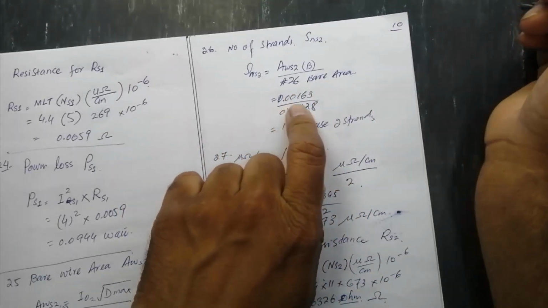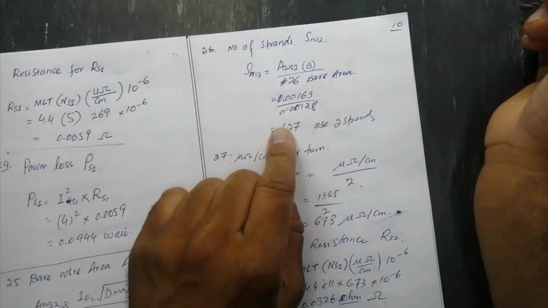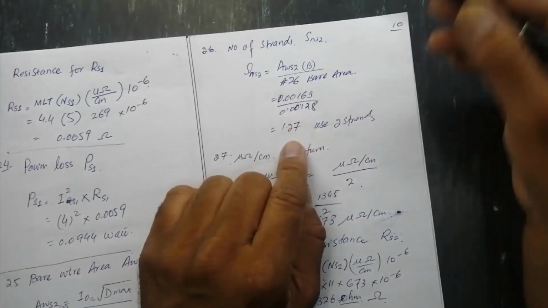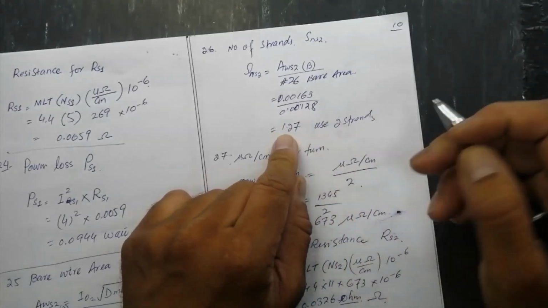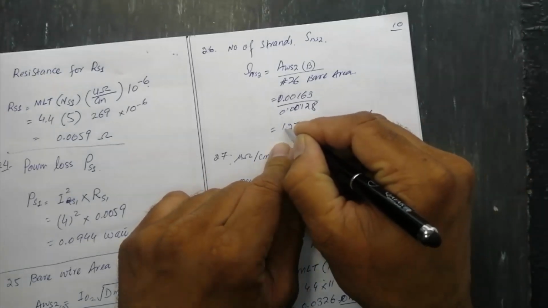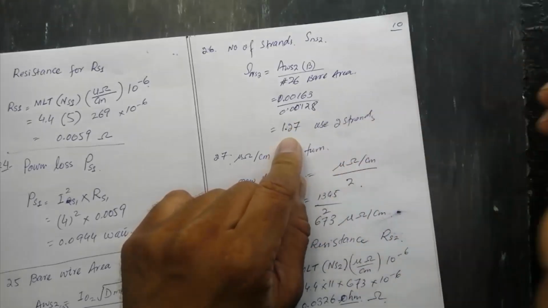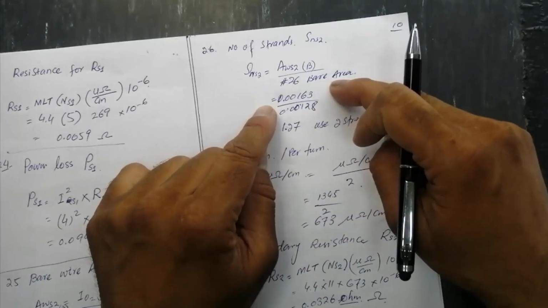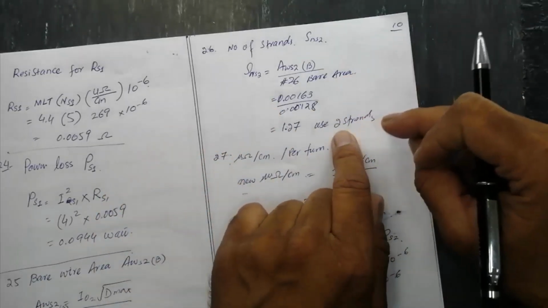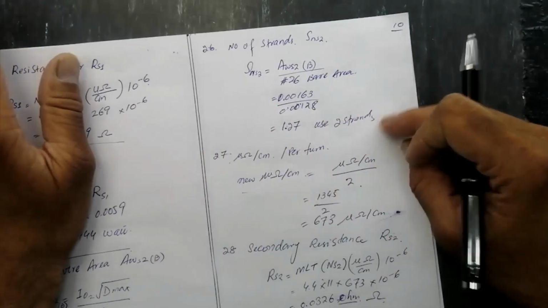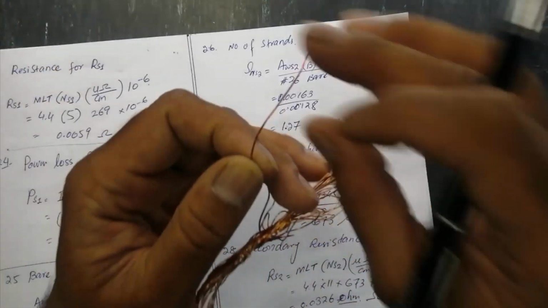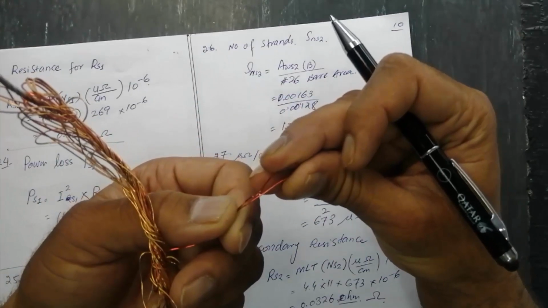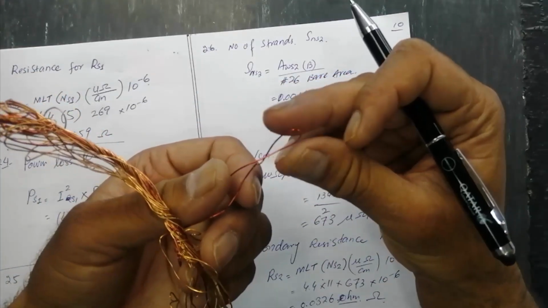Now the number of strands in secondary number 2, NS2, is AWS2 divided by the 26 gauge bare wire area. We have 0.00163 divided by 0.00128. The result will become 1.27 strands, and if we use one strand we cannot take 1 ampere, so we have to use 2 strands, 2 wires in parallel for winding. For the 12 volt winding we have to use 2 wires in parallel.